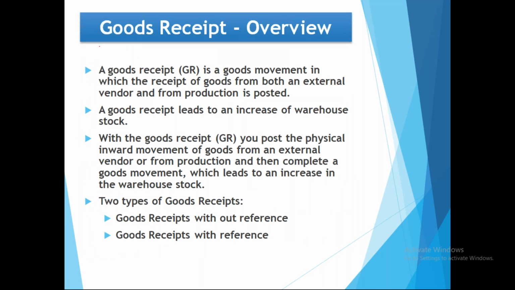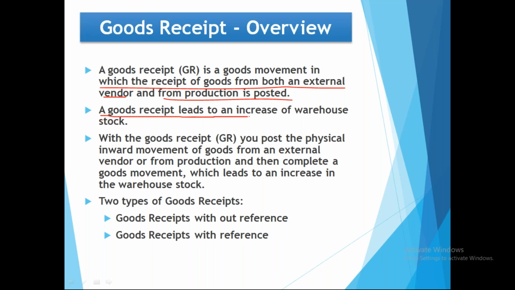So what is goods receipt? A goods receipt is a goods movement in which the receipt of goods from both an external vendor or from production is posted. So basically, goods receipt is that you receive the stock. Goods receipt is a goods movement in which the receipt of goods from an external vendor or from production is posted. So here you are receiving the stock.